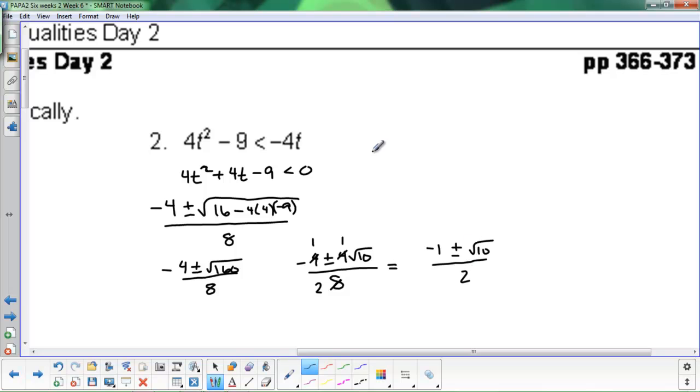Here's where we'll be using our test points in the test function of the calculator. Still, draw your number line. This turns out to be approximately negative 2.08. The other turns out to be approximately positive 1.08. I'm going to pick my test points to be negative 3, 0, and 2. And now I'm going to bring in that test function on my calculator.